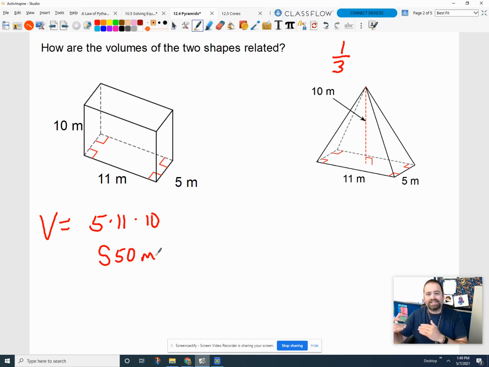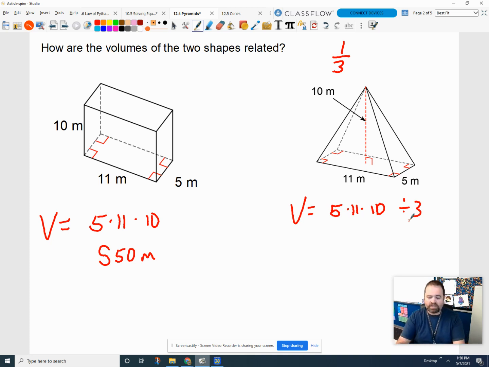The pyramid that has the same base and the same height, I could do the same thing. I'm going to take my base, 5 by 11, and times my height of 10. And then at the end of it, I'm going to take that and cut it down to 1/3. So simple for you guys, you just need to divide by 3. If you want to use a fraction, you can multiply it by 1/3, but for probably all of us, it would be just as easy or easier to divide by 3.